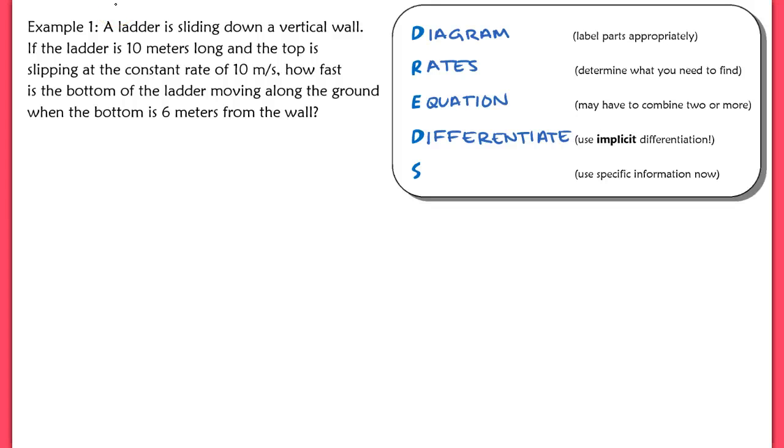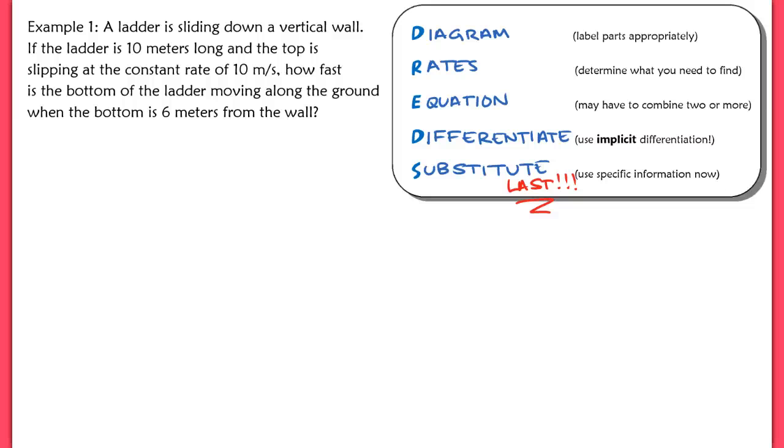Next, you're going to differentiate that equation with respect to time so that you can create a relationship between those rates. And then for your final step, you're going to substitute in your known values into the equation. So I can't stress this enough. This should be the last thing that you ever do.